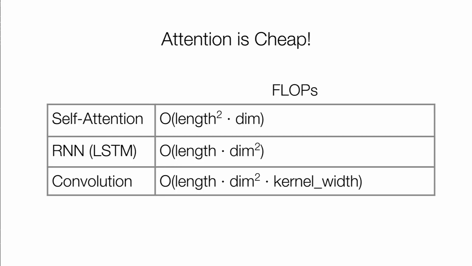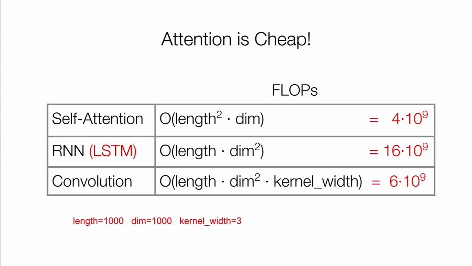But for short sequences, or sequences where your dimension dominates length, attention has a very favorable computation profile. And as you can see, it's about 4 times faster than an RNN, and faster than a convolutional model where you have a kernel of filter width 3.